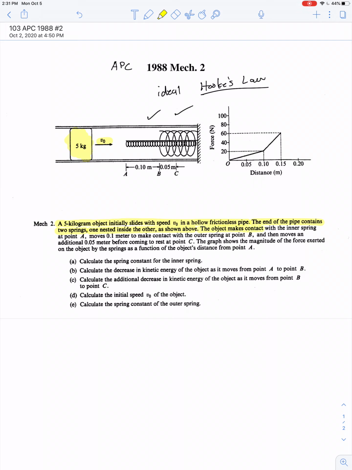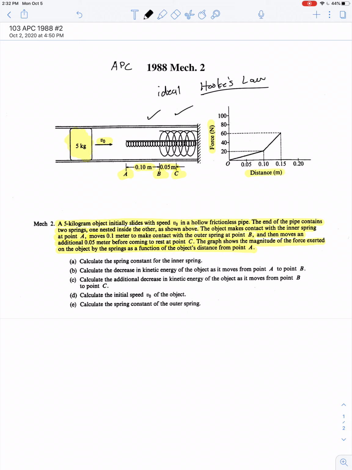The 5 kilogram object makes contact with the inner spring at point A. Then it moves 10 centimeters before it makes contact with the outer spring at point B, and then it moves an additional 5 centimeters before ultimately coming to rest. We can see all that in the diagram. Then there's a graph that shows the magnitude of the force as a function of the displacement, with force on the y-axis and distance on the x-axis.